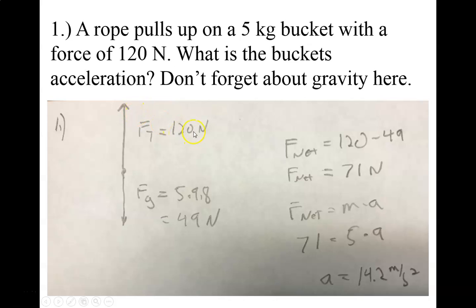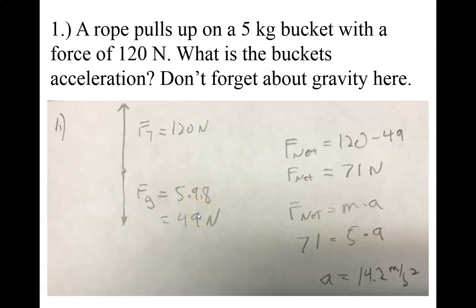So remember what we just learned is that it's the net force that determines the acceleration. Now this 120 newtons of force acting up on it is not the only force acting on it. It says don't forget about gravity. So gravity, remember, F sub g is equal to m times g, mass times gravity. So 5 kilograms times 9.8 gives me 49 newtons.